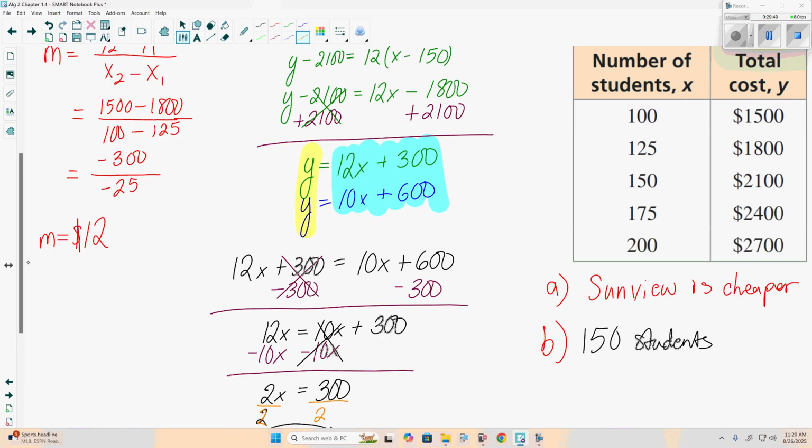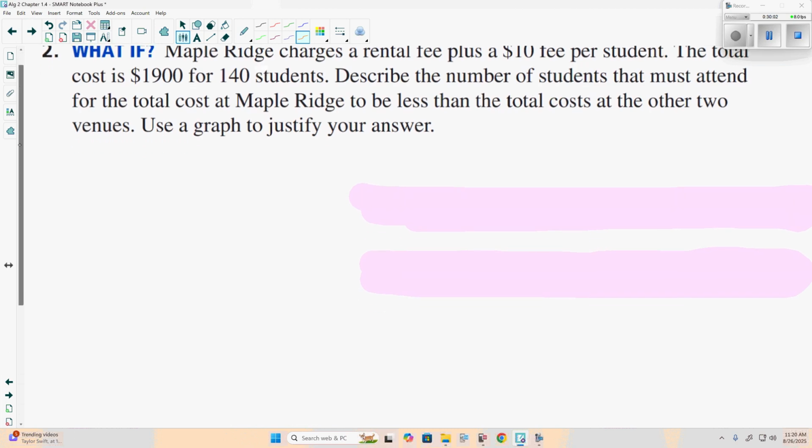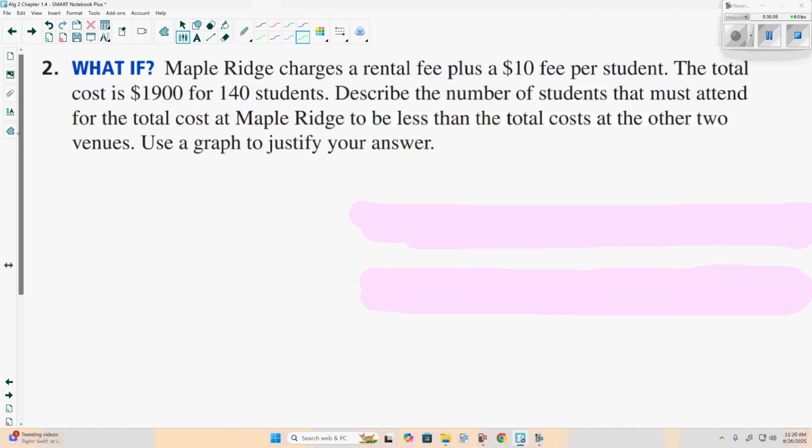Questions on what we did here? All right. What if Maple Ridge charges a rental fee of $10 per student? The total cost is $1,900 for 140 students. Describe the number of students that must attend for the total cost of Maple Ridge to be less than the total cost of the other two venues. So we just need to find Maple Ridge.